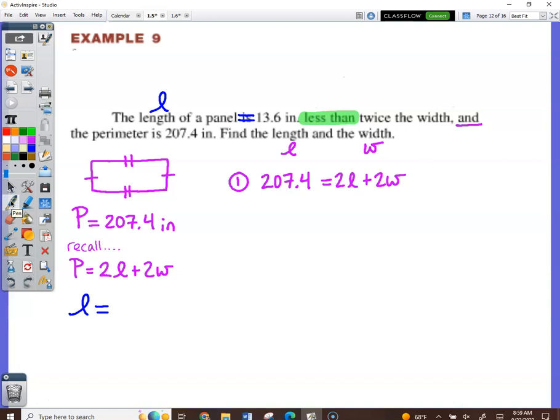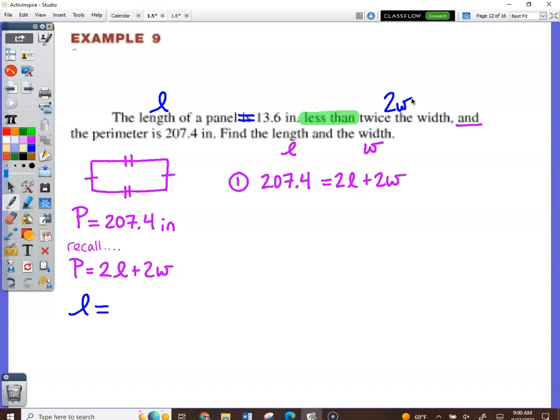Less than means we're subtracting, right? Okay, does order matter when you're subtracting? Yes. It looks like 13.6 minus 2W. This is twice the width. Looks like 13.6 minus 2W. But because it says less than, that means you reverse the order that it's written. That's every time you have less than. It's always a reverse of the order that it's written.